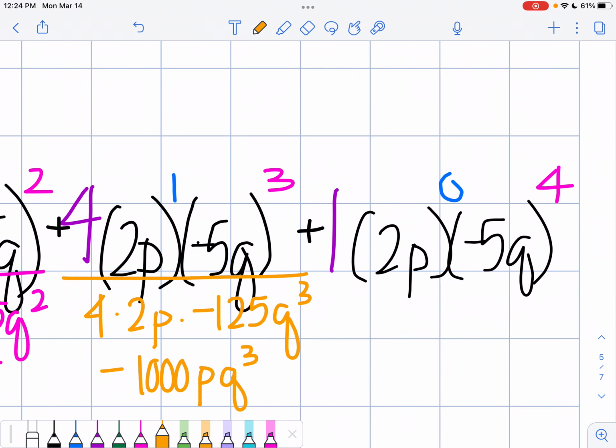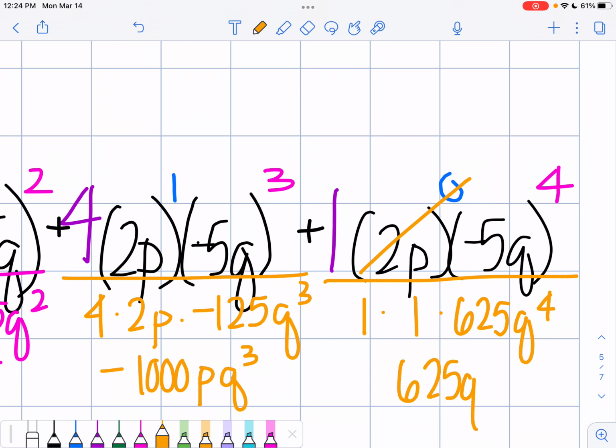And my last one, I have a 1. Anything to the 0 is also 1. And then negative 5 to the 4th power is going to be 625 q to the 4th. So 625 q to the 4th.